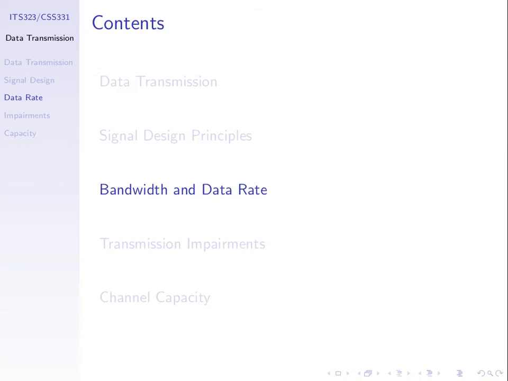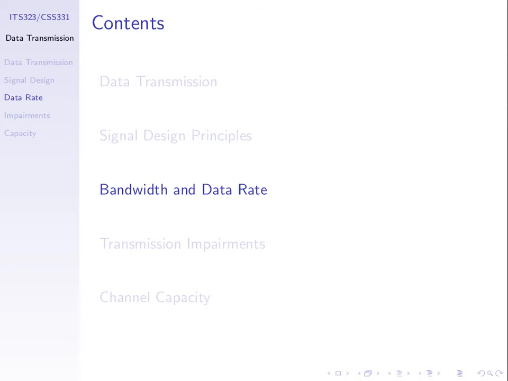The first thing I want to talk about is the relationship between bandwidth and data rate. What's the general rule or the trade-off? If we increase bandwidth, what happens to data rate? Up or down? Increase bandwidth, data rate goes up. That's our general rule, that the more bandwidth we have, the more bits per second we can send, given the other factors are the same and do not change.